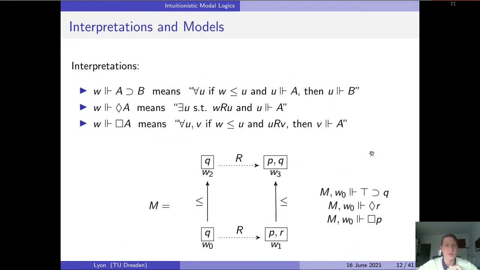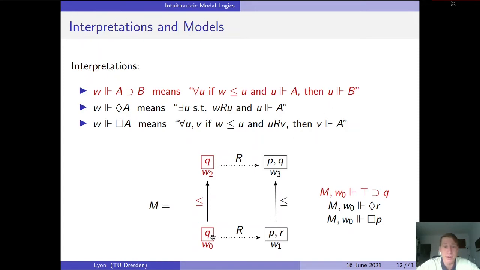Okay, so now let's go through how to interpret these special connectives. So first off, intuitionistic implication. This is interpreted the exact same way here as in intuitionistic logic. A implies B is true at a world W if and only if, for every intuitionistic successor, if A holds there, then B must hold there.